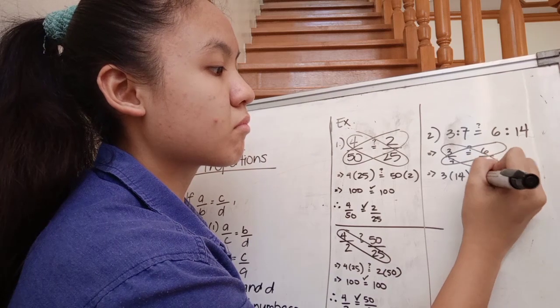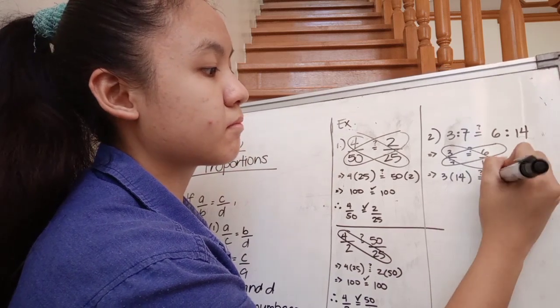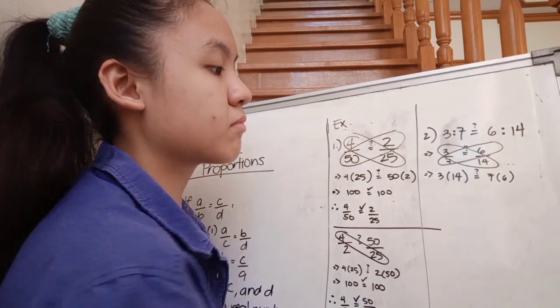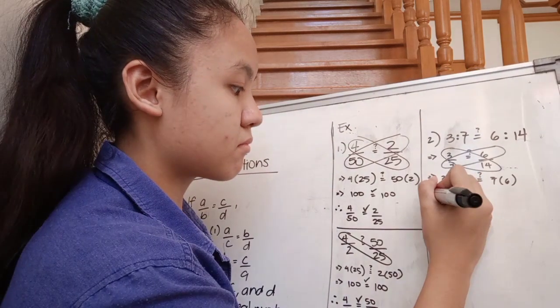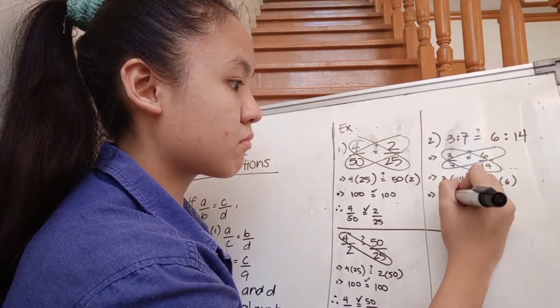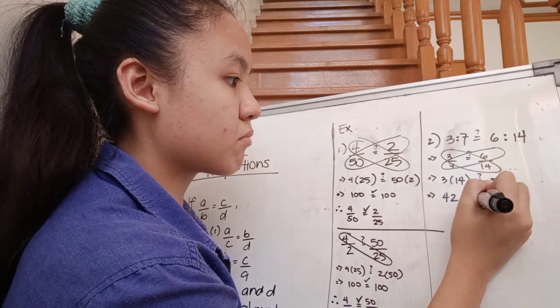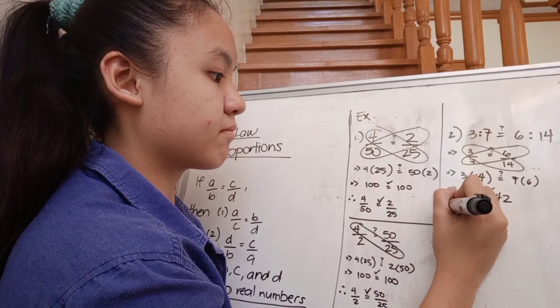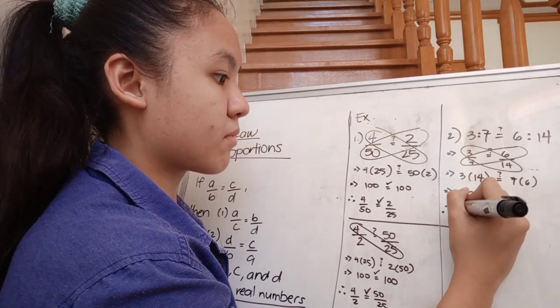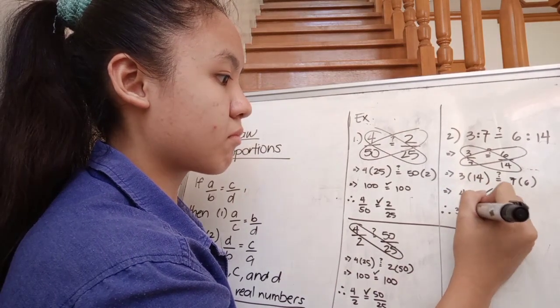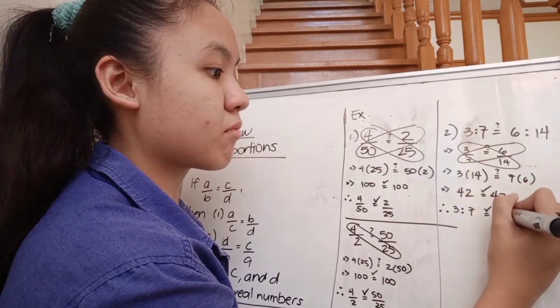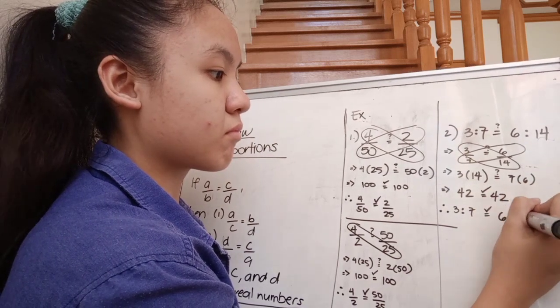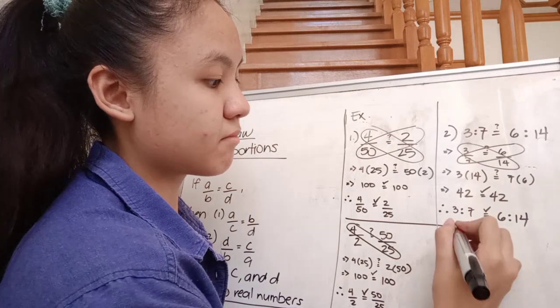3 multiplied to 14 is equal to 7 multiplied to 6. 3 times 14 is equal to 42, while 7 times 6 is also 42. So, in conclusion, 3 is to 7 is equal and proportional to 6 is to 14.